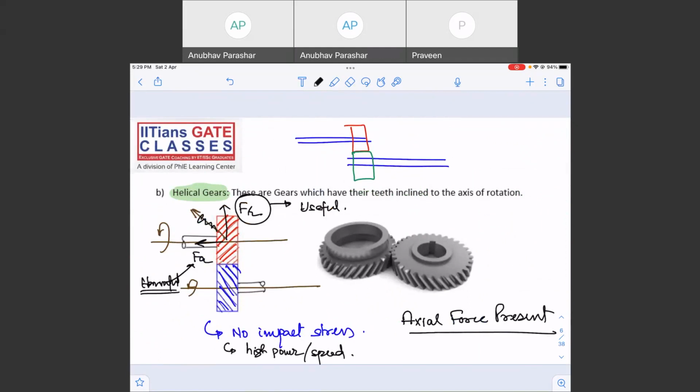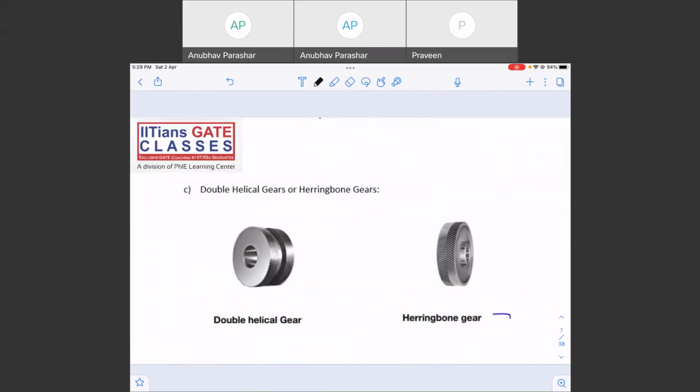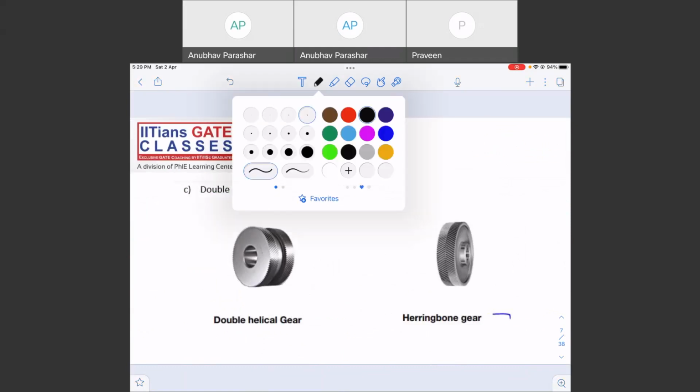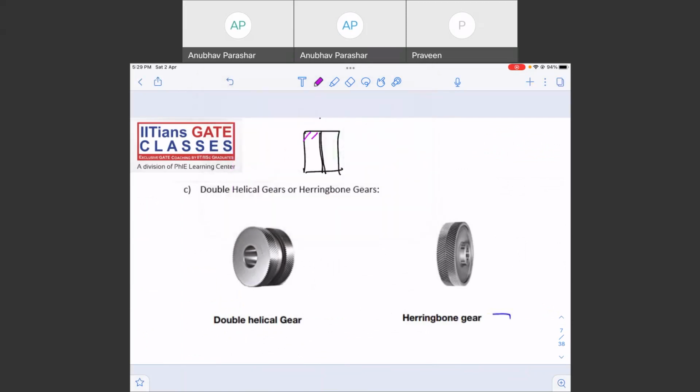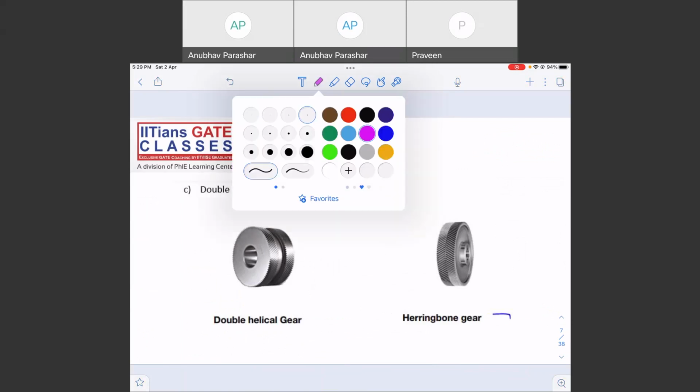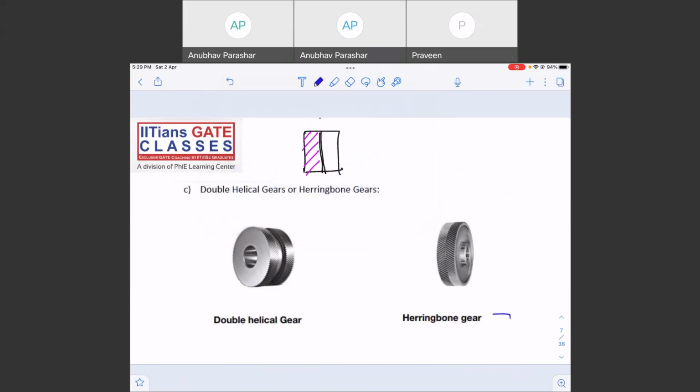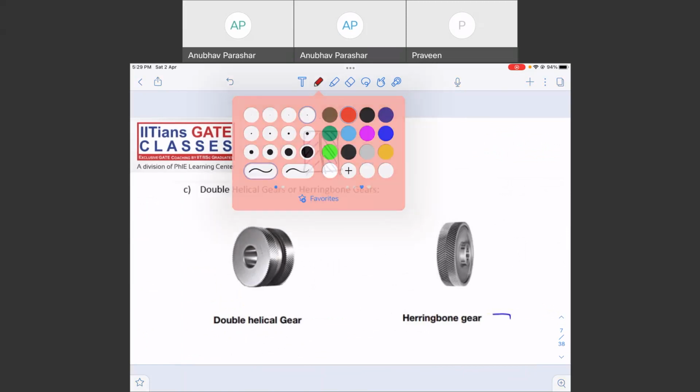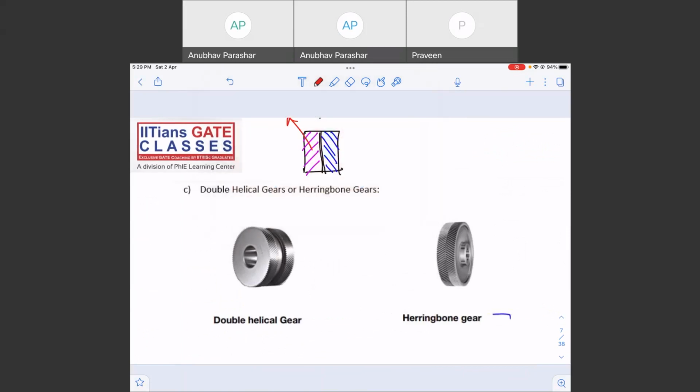Right? For this reason, we have created the double helical gear. So what is the benefit of a double helical gear? If you consider a double helical gear, you'll have teeth aligned in two different directions. So what is the benefit of this? The benefit of this is the normal force.